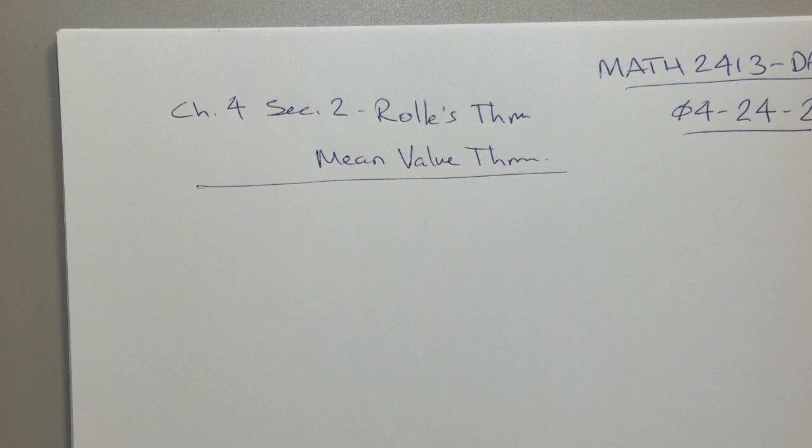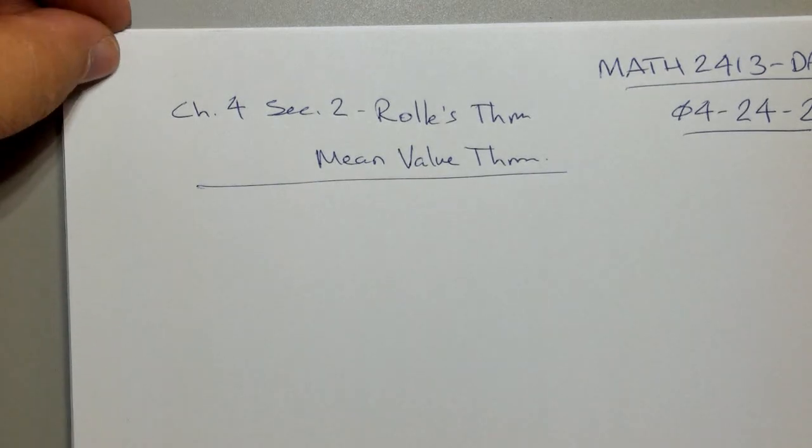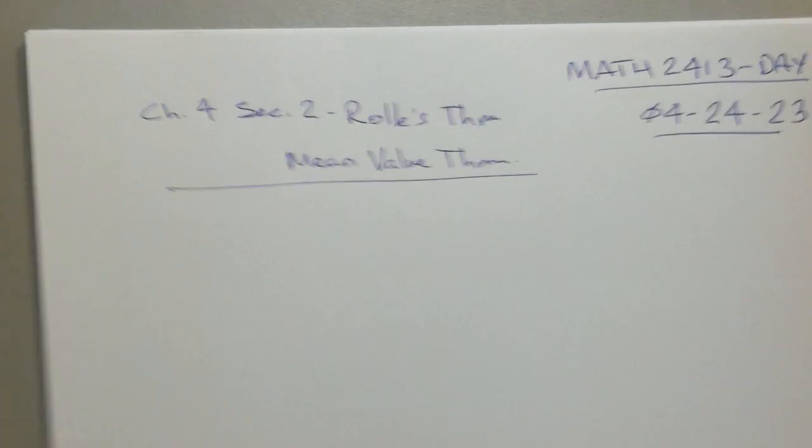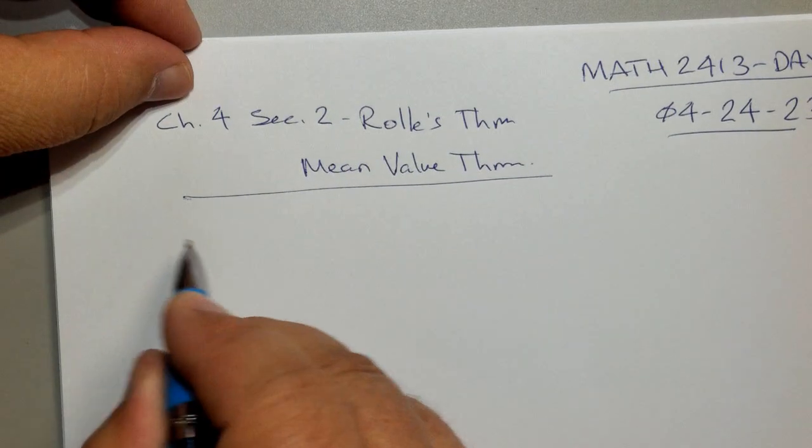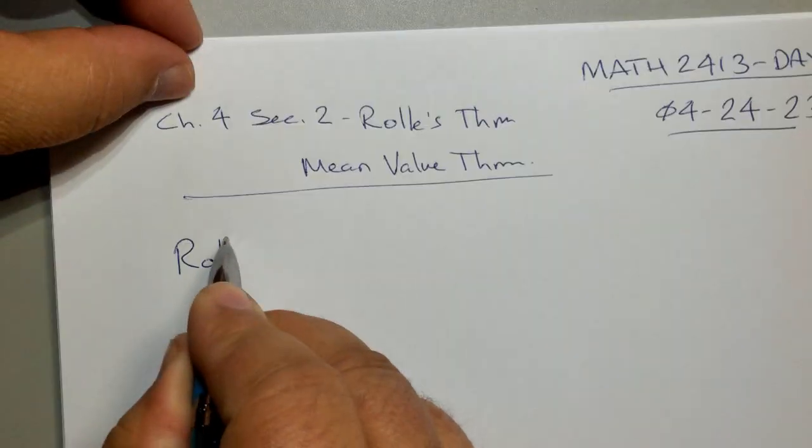In this section, we deal with two major theorems. One of them is called Rolle's theorem, and the other one, the main one, is the mean value theorem. Basically what these are, they're comparing two functions that have the same derivative. So that's what the objective is on this section. Let's define Rolle's theorem.